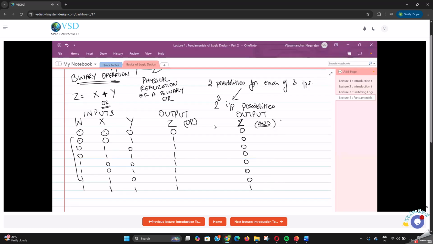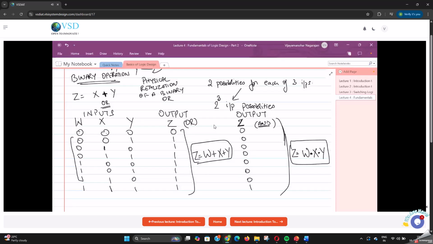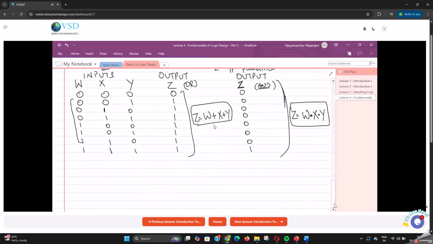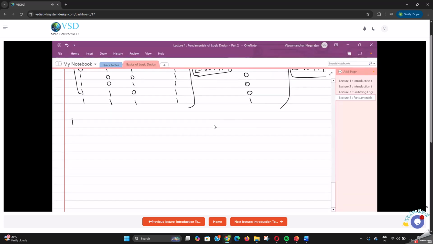This relationship is what I'm going to say as Z equals W and X and Y. This relationship is what I'm going to say as W or X or Y. This is an AND and this is an OR. Okay? Similarly, there is a NOT operation also.